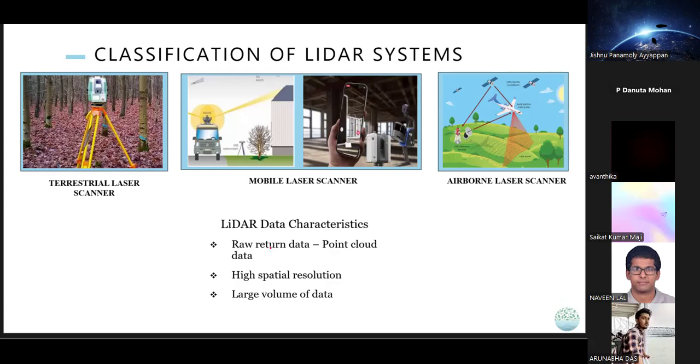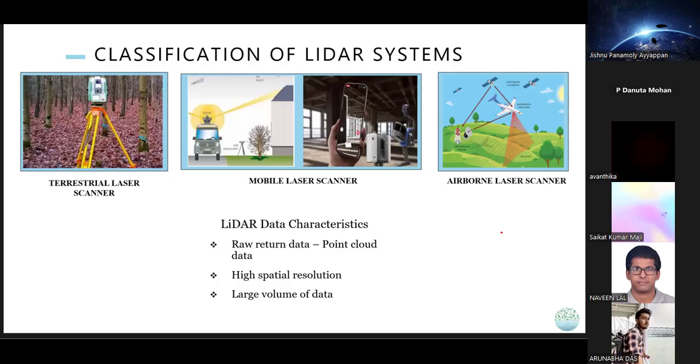And the mobile laser scanners have inbuilt global navigation. They have inertial measurement units and GPS systems to record the exact position and orientation of the scanner while the car or aircraft is moving. So this is about the mobile laser scanner.